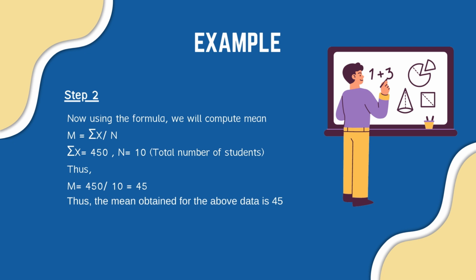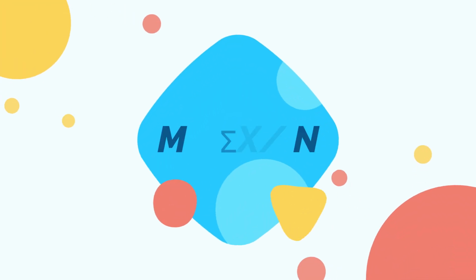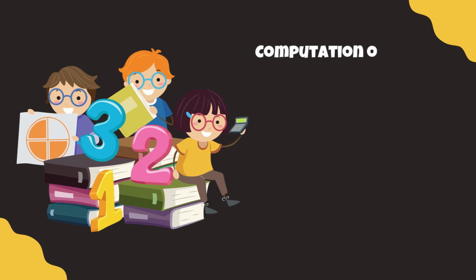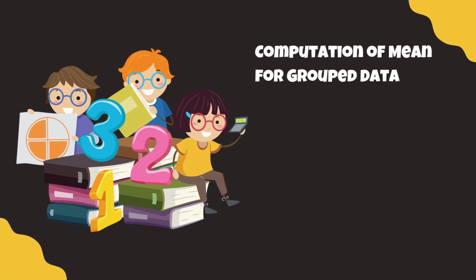So thus the mean obtained for the data is 45, and it has been calculated with the help of the formula summation x divided by n. So let me talk about the calculation of mean for grouped data. How do we calculate mean with the help of grouped data?